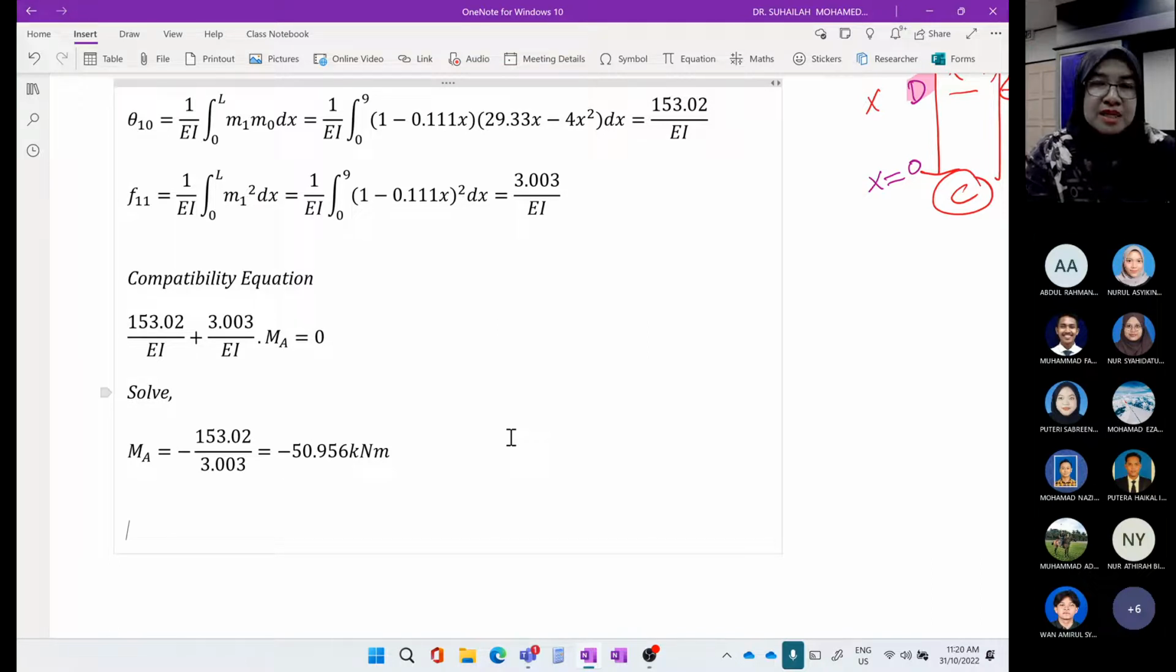Inside compatibility equation are displacement from primary system and redundant system. So inside the formula to calculate displacement are moment equation. So there are 2 moment equation. One is M0, one is M1. So this M0 and M1 come from 2 system, primary system and redundant system. And in order to write moment equation, we must have reaction.